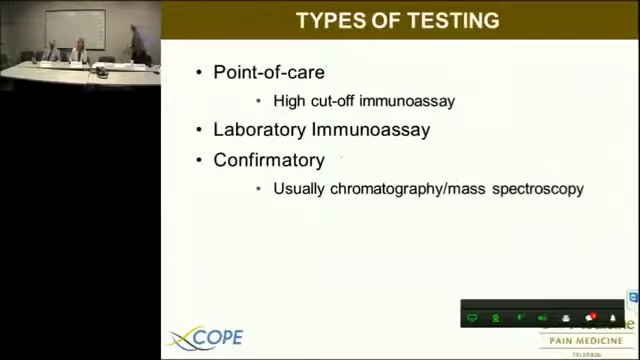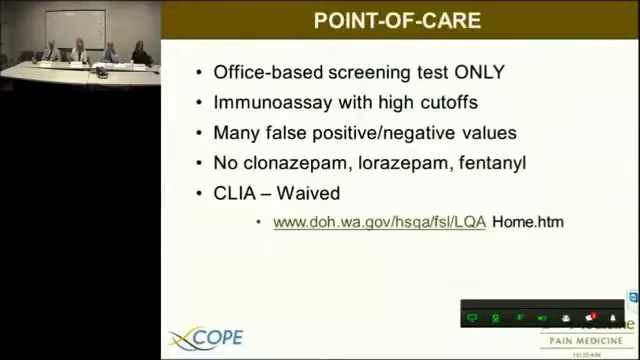The types of testing: the point of care, the office test, which is really great. We can get results right away. There's a laboratory immunoassay, which is a better immunoassay. It has lower cutoffs. And the confirmatory test, which either is gas chromatography or liquid chromatography. The point of care is only a screening test. It's office-based. It's immunoassay with high cutoffs, and there are many false positives and false negatives, and there are some drugs that aren't going to appear on any results. That is the benzodiazepines and fentanyl.